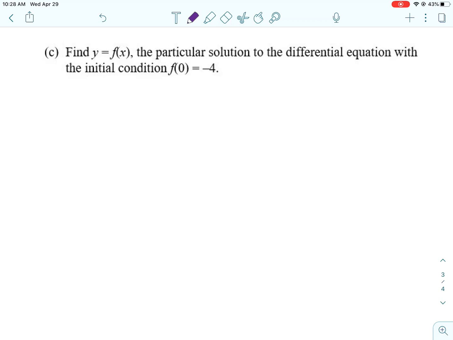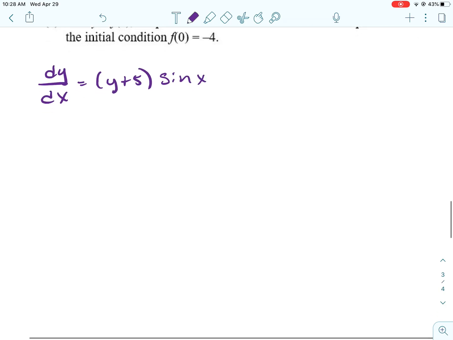Okay, so now the big problem. These problems in the past have been like 5 or 6 point questions. So we are going to find the particular solution with the initial condition f of 0 is -4. So we're not going to use the initial condition quite yet. So I'm just going to go ahead and rewrite the problem.